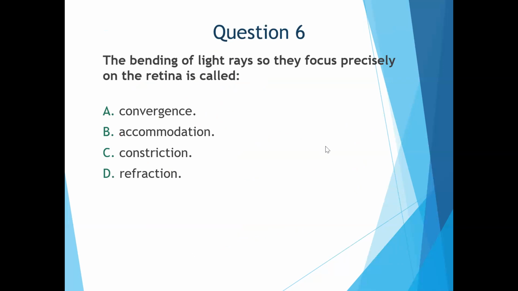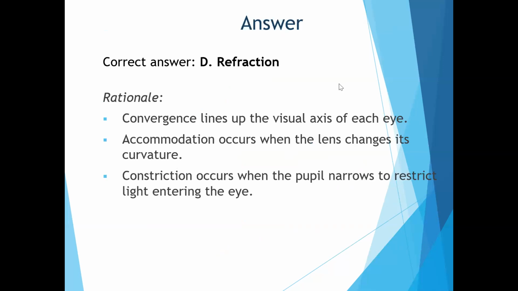Okay, the bending of light rays is called, remember we just talked about these concepts, A, convergence, B, accommodation, C, constriction, D, refraction. And the answer is D, refraction. That's the bending of light. Convergence is the actual movement of the eyes to get to that visual axis. Accommodation is the changing of our lens shape based on the distance of an object. And constriction is to restrict light entering the eye. And then opposite of that would be dilation, which would allow more light in.